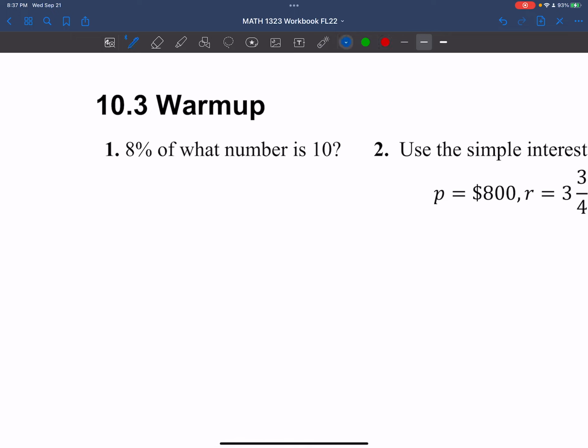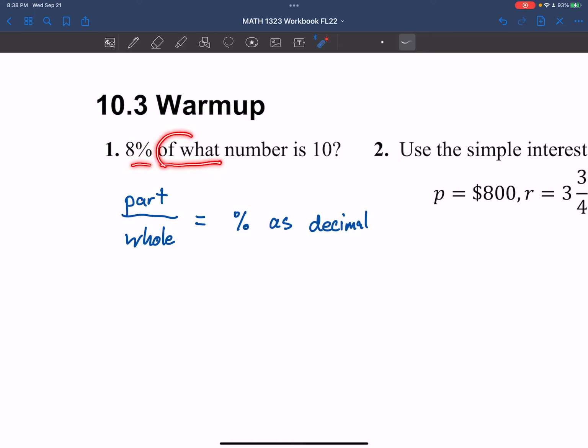So back in 10.1, we learned about percentage, and we had a formulation of it. Namely, that a percentage could be considered as part of a whole is equal to the percent as a decimal. So with this in mind, we can set up basically an algebraic equation that we can solve to answer this question. Clearly we're given the percent. So 8% of what, so this is our unknown, is 10.